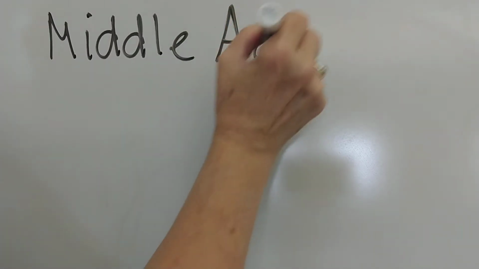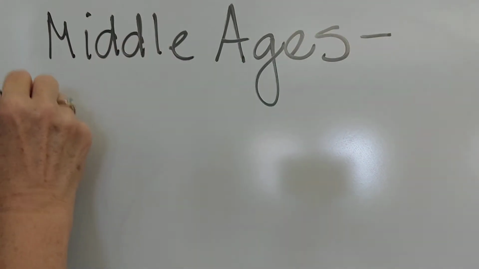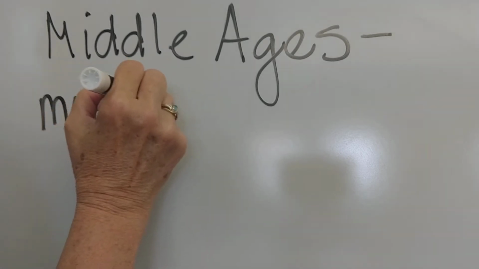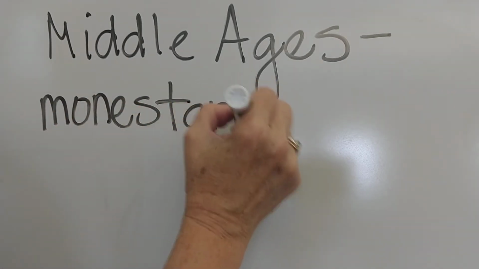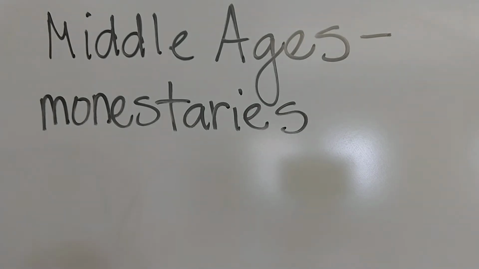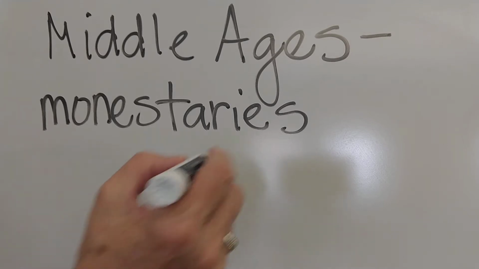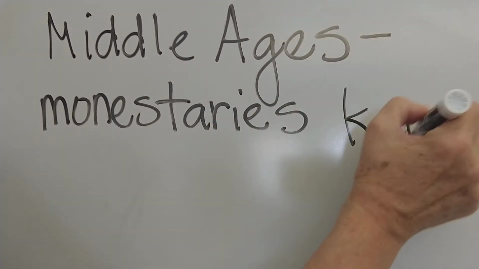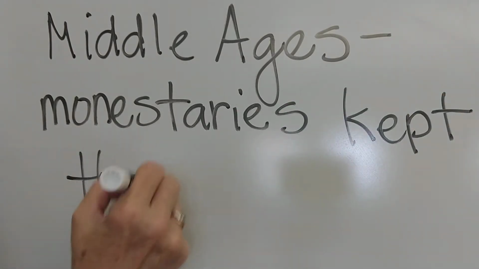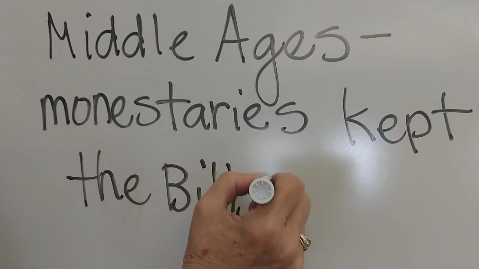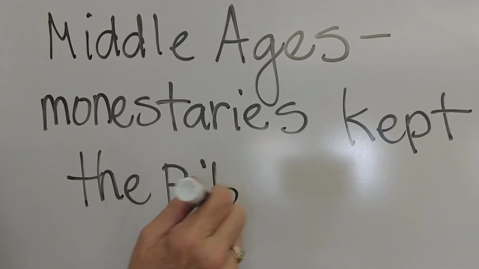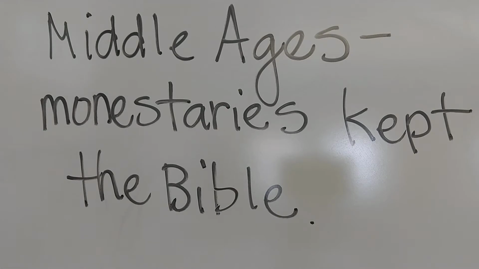Let me see where this is going to fit. Middle Ages, monasteries, and you can print on this if you would like, because this is like a map timeline. It's not a piece of writing that you're doing. Monasteries kept the Bible. Oops, you spelled it right. So that goes, Middle Ages, monasteries kept the Bible.